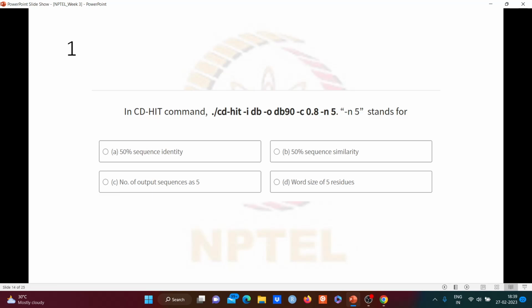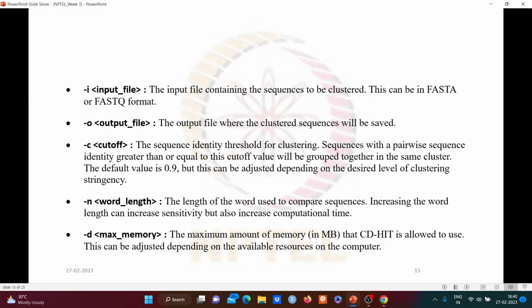Okay, as everyone mentioned, answer D is correct. Let's understand some of the important flags. The I flag stands for the input flag. After the I, we give the input file containing the sequences that are to be clustered. These sequences can be in FASTA or FASTQ format. O stands for the output flag. Whatever name we give, the output is written into that. Next is cutoff.